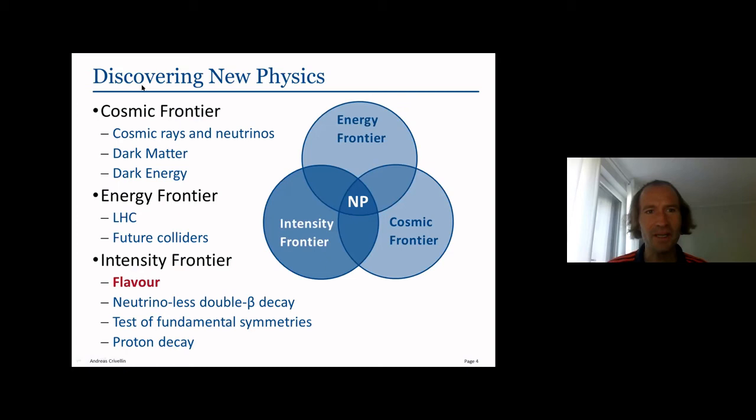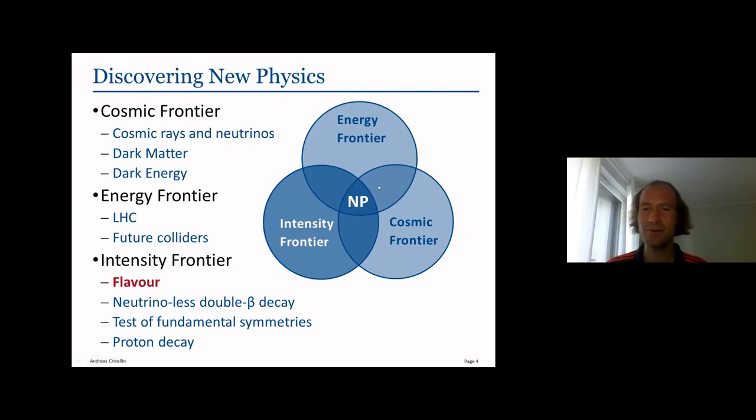So first of all, of course, we all know we want to discover new physics. And there are at least 3 frontiers for how one can do this. There's the cosmic frontier with cosmic rays, dark matter, dark energy. There's the energy frontier. Here, at the moment, we only have the LHC in principle, but we are all looking and hoping very much that we will get future colliders here. Then there's the intensity frontier: neutrino double beta decay, tests of fundamental symmetry, Lorentz invariance, proton decay, and of course, which is the main topic here, flavor.